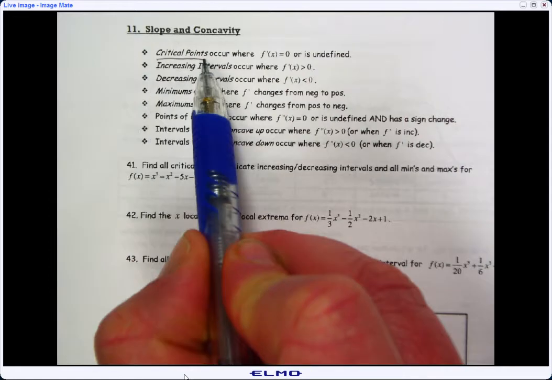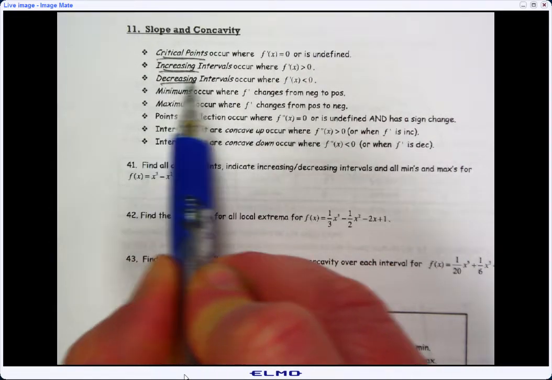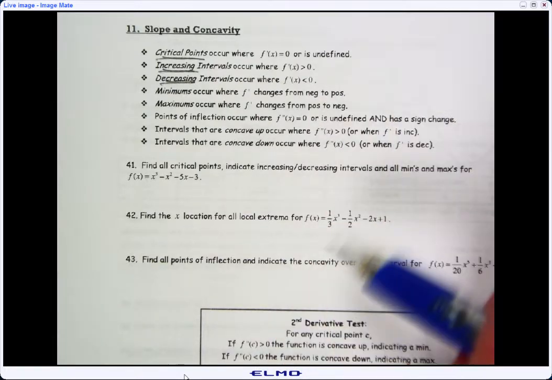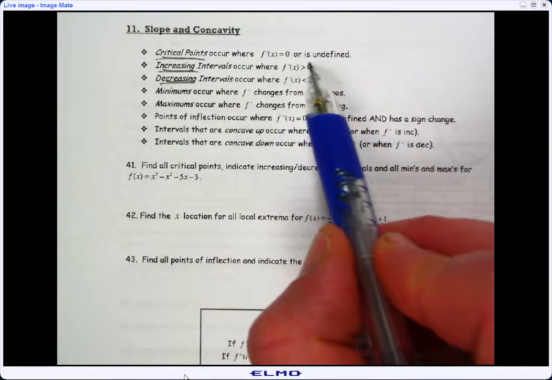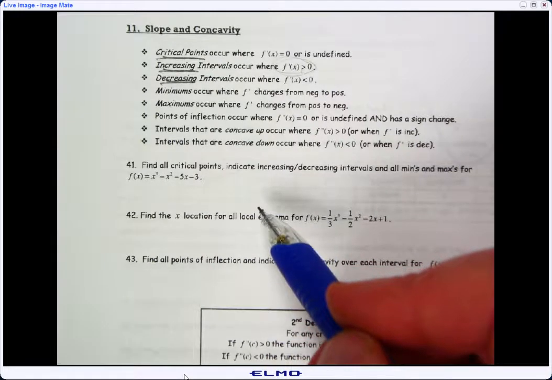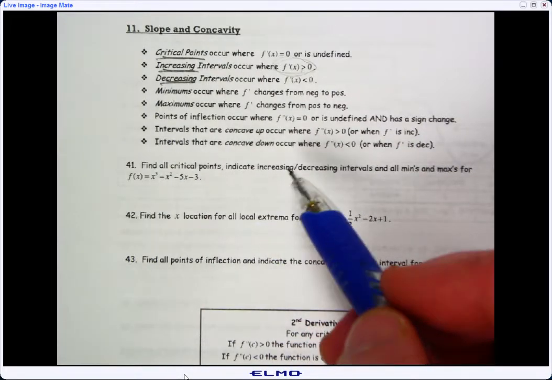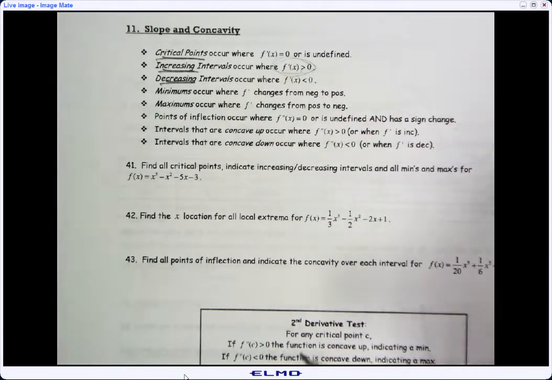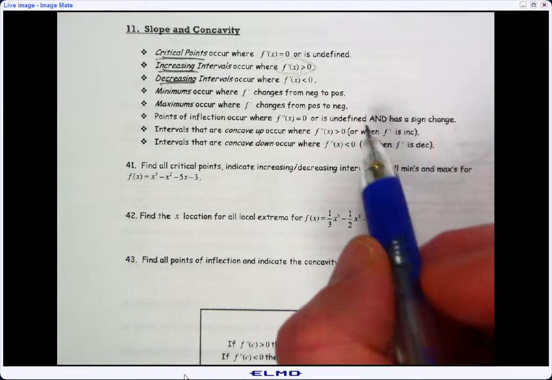Critical points, increasing, decreasing. Be careful when they say something like increasing, then f prime is greater than 0. If they say that the velocity is increasing, that would be like saying the derivative of the first derivative, so that would be the second derivative. The velocity is increasing, your acceleration is positive.